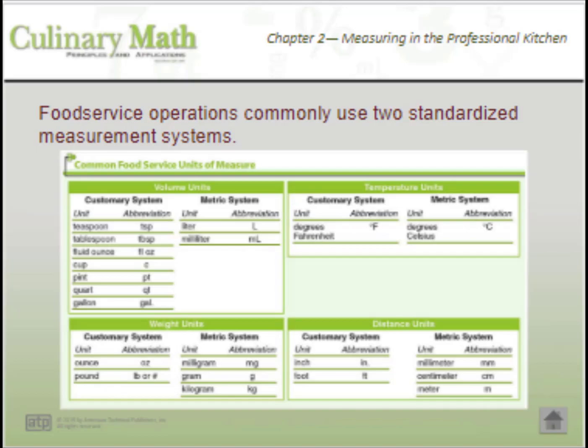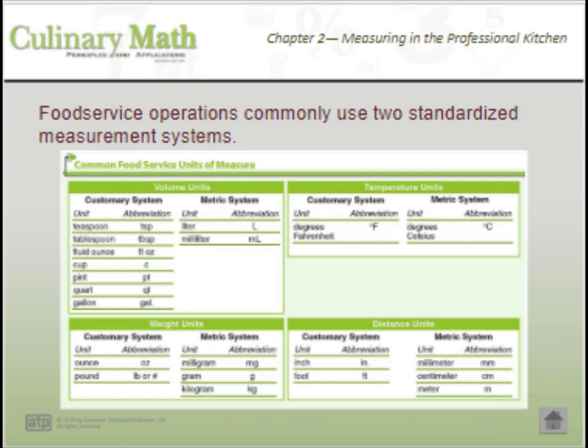Food service operations commonly use two standard measurement systems. The customary measurement system uses teaspoons, tablespoons, fluid ounces, cups, pints, quarts, and gallons to measure volume, and ounces and pounds to measure weight. The customary system also uses minutes and hours to measure time, degrees Fahrenheit to measure temperature, and inches and feet to measure distance.